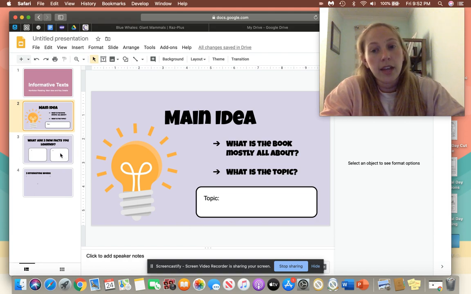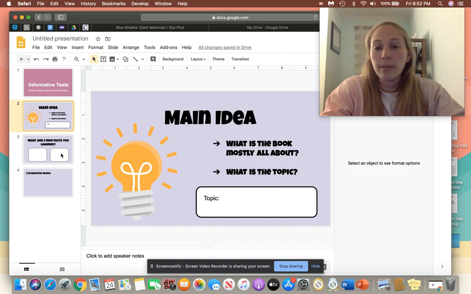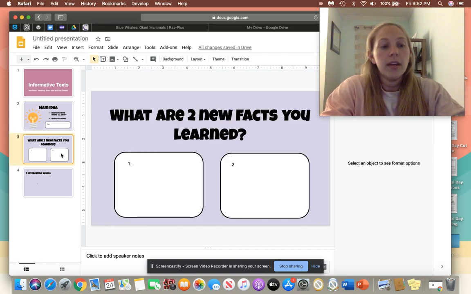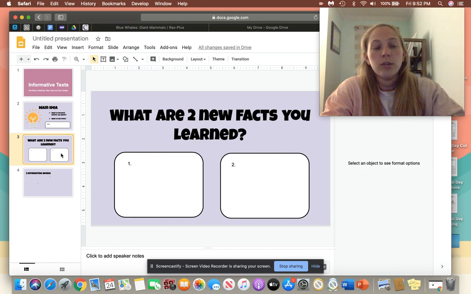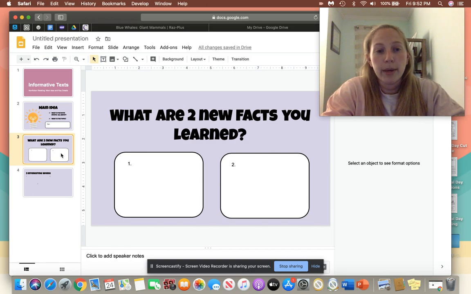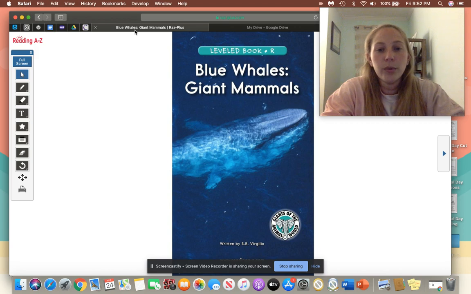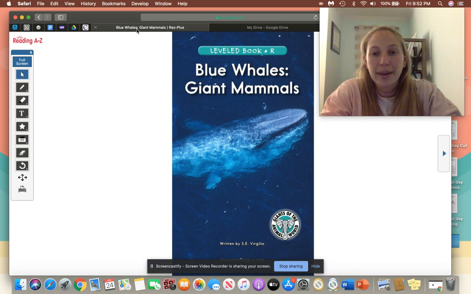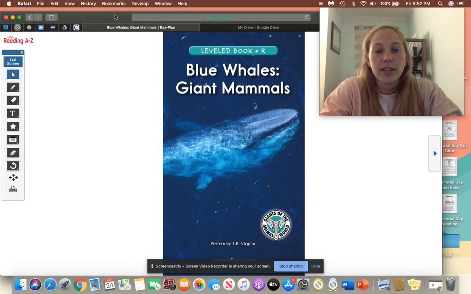The next thing that good readers do when they're reading a nonfiction book, not only do they think about the main idea, they think about the facts that they learn that go along with that main idea. So sometimes we read a nonfiction book to learn more about a topic. And I have a topic picked out for you. It is blue whales, giant mammals. Take a look and a listen as I read today's story.